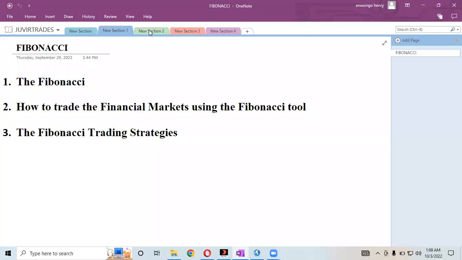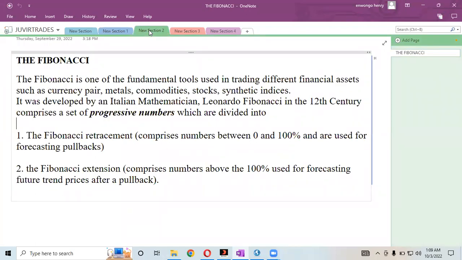What is Fibonacci? Now, Fibonacci is actually a price action tool that has been employed in different fields of study: architecture, mathematics, and even in finance. It comprises a set of progressive numbers. The numbers keep increasing in terms of progression, and this was due to the discovery of an Italian mathematician with the name Leonardo Fibonacci in the 12th century, whose aim was also to forecast possible future occurrences or events that might take place on even probabilities.